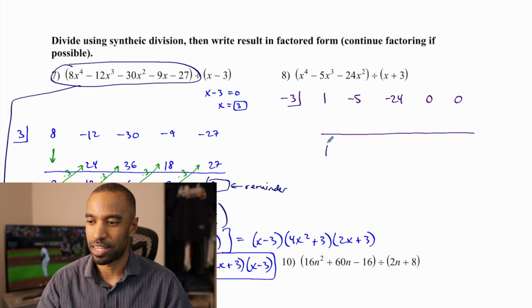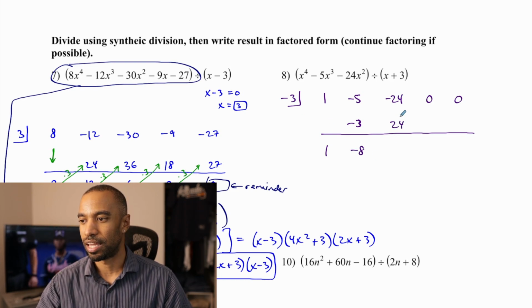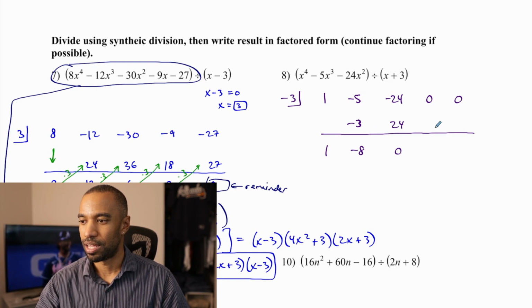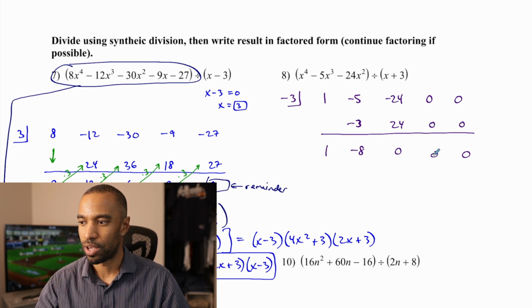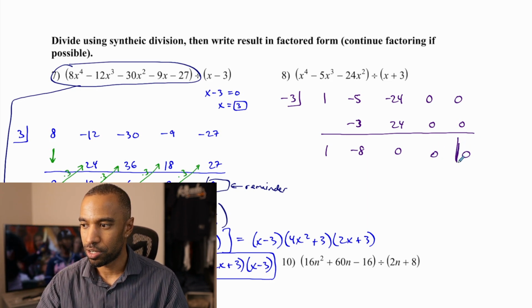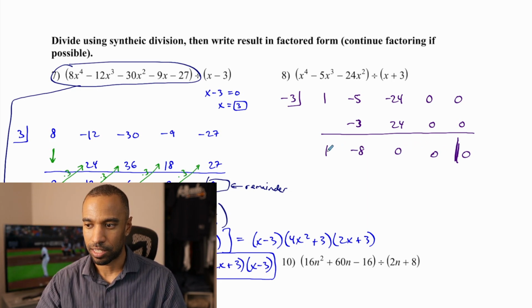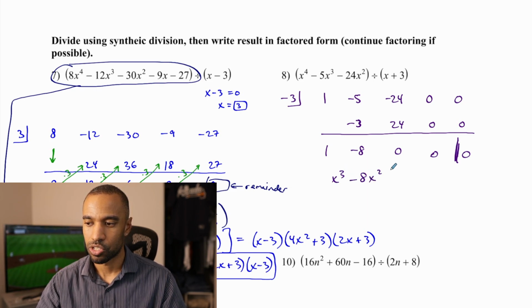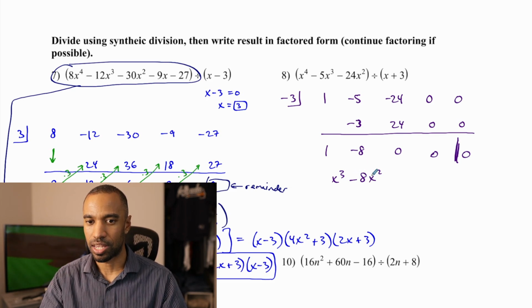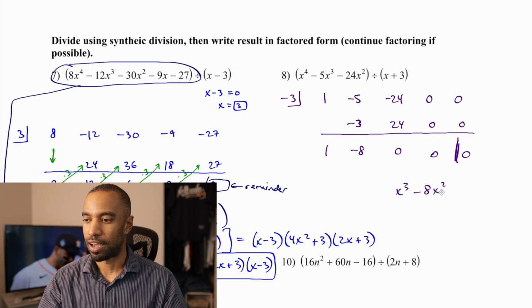All right, let's bring the 1 down right here. 1 times negative 3 is negative 3. Negative 5 plus negative 3 is negative 8. Multiply that by negative 3, you get 24. Negative 24 plus 24 is 0, and you get 0 here, and 0, and 0, and 0. I'm mentioning these to make sure we know what's going to be written where. If this is the remainder, then this is the constant, the linear, the quadratic, and the cubic. So this is x cubed minus 8x squared plus 0x plus 0. That's what this divides down to.